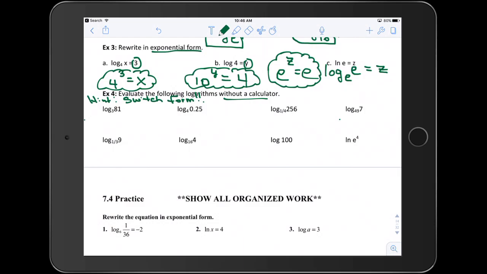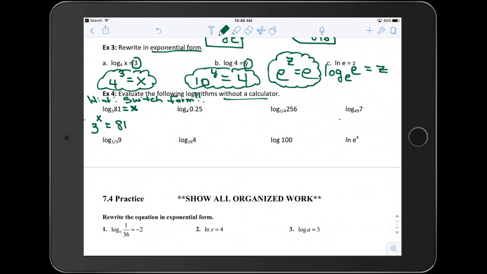Now, when we do switch forms, notice that the logarithm isn't equal to anything, so you can just set it equal to something. You could set it equal to a question mark. You could set it equal to a smiley face. In this case, I'm just going to set it equal to x. You could use whatever variable you want. But really what we want to know is what is x. So what is log base 3 of 81? So we're going to switch forms. I'm going to go 3, the base, raised to the exponent equals 81.